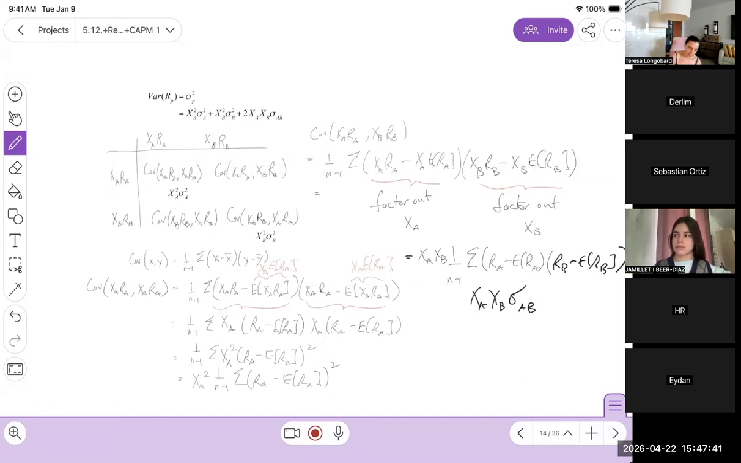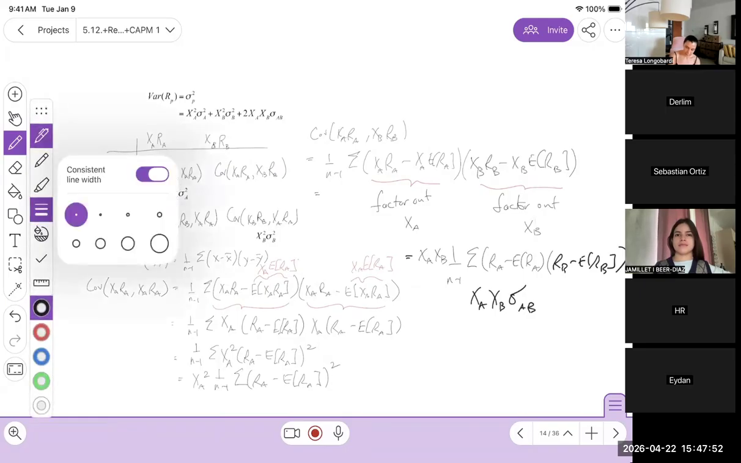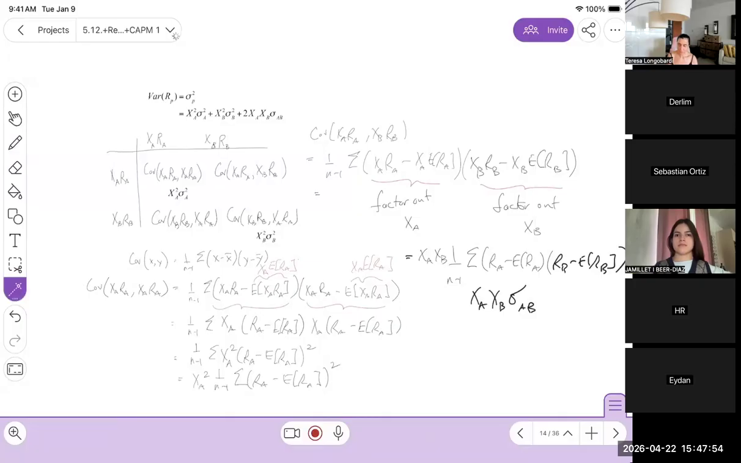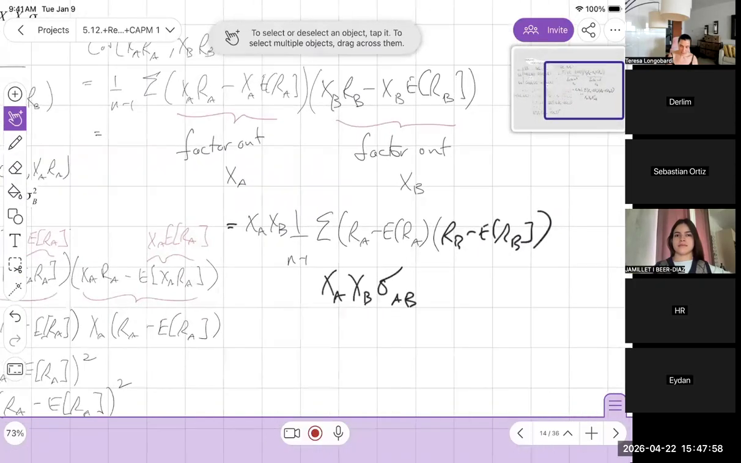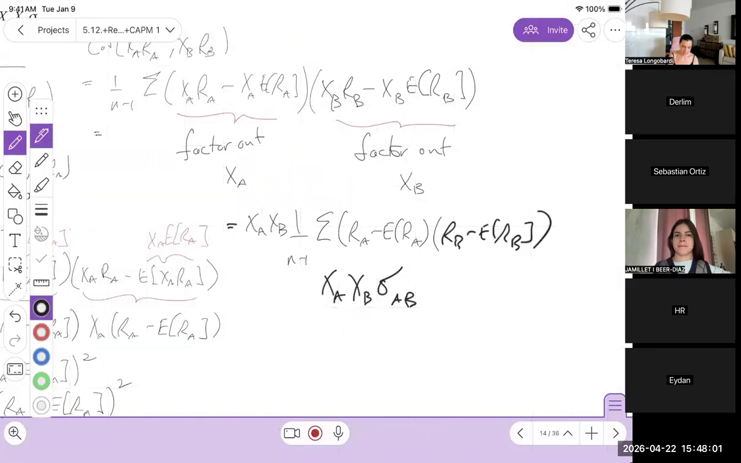And I hate when it does that, when it changes the font size. Okay, so it's because I'm zooming in and zooming out. It does that to me.